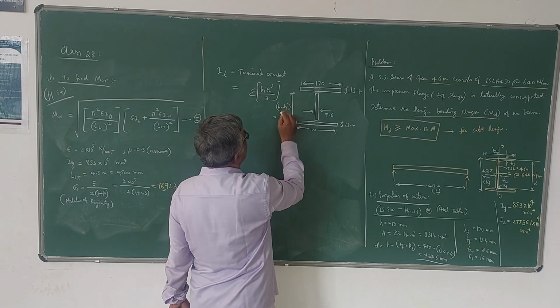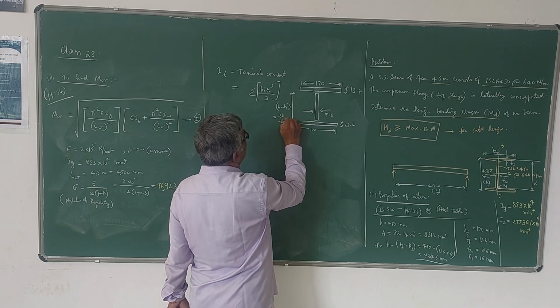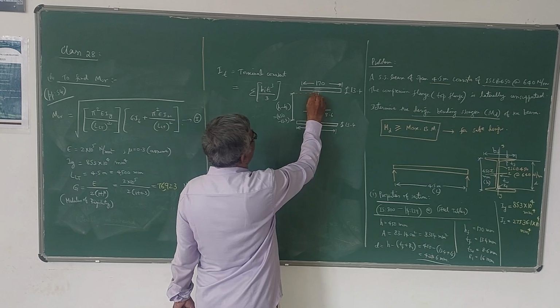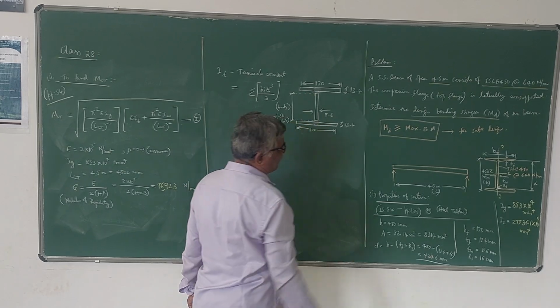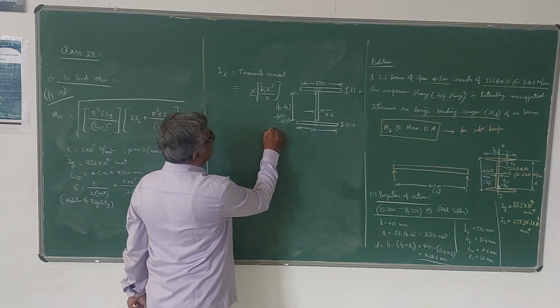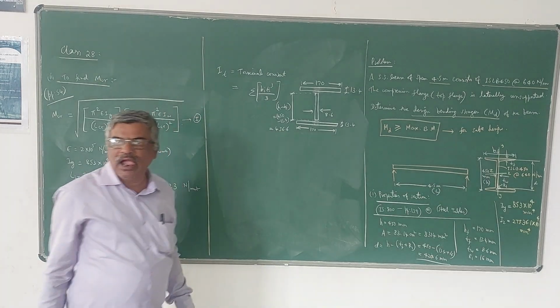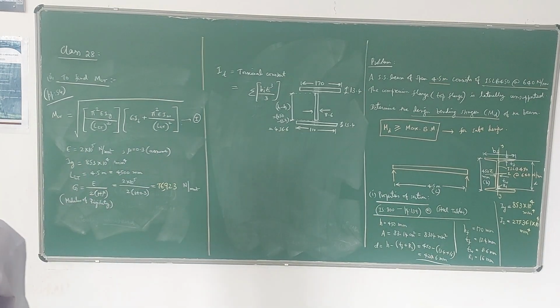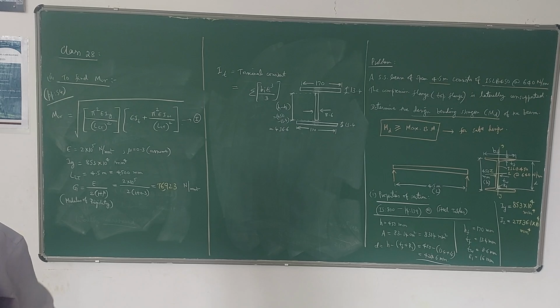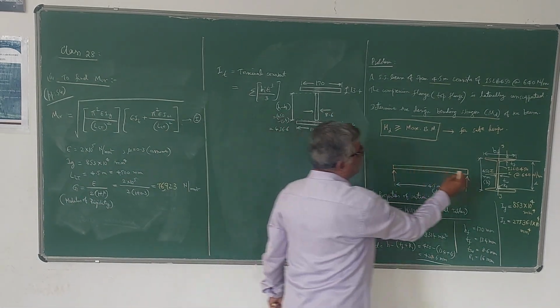H minus TF is 450 minus 13.4, that is this depth. We are not taking D, we are taking H minus TF. That gives 436.6. Please note that this 13.4 is the average depth.